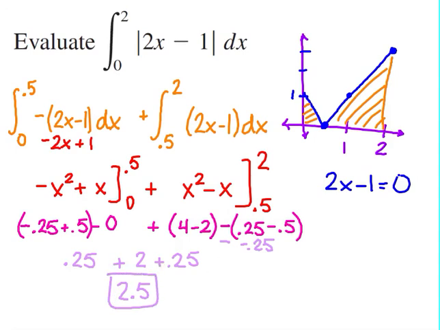Now, if we want to check it, we could find the area of each individual triangle. The area here will be 0.25. How do I know that? Base times height divided by 2. The area here, base is going to be 1.5, height will be 3. So I've got 1.5 times 3 divided by 2, which should be 2.25. You add the two areas together and you get 2.5. So it does match up.